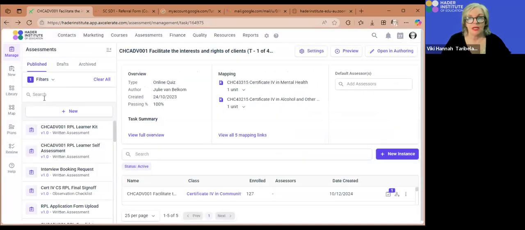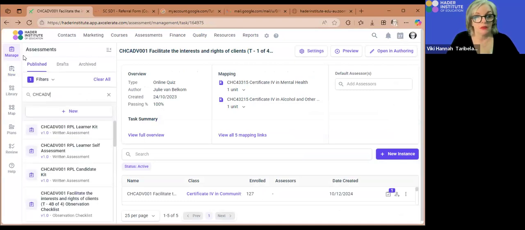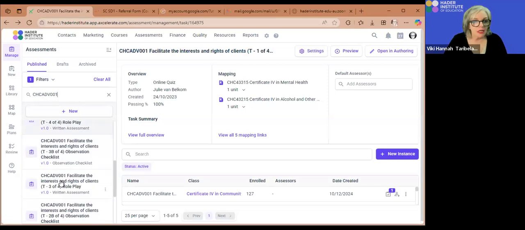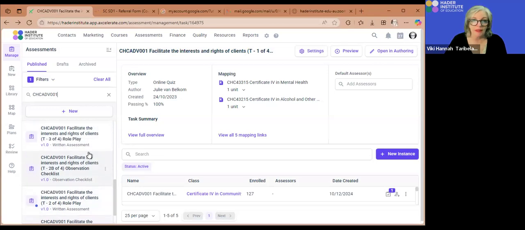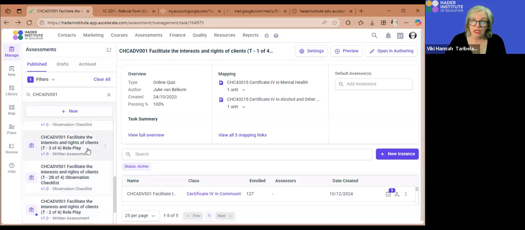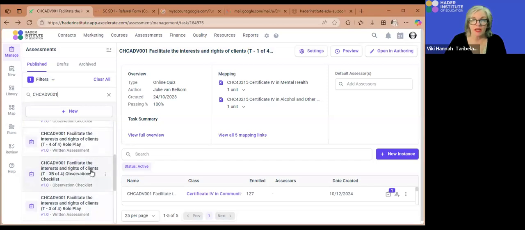Let me take you here. You can see here that we have task 1. And then task 2 is a role play. The observation checklist is where we mark that. And then task 3 is a role play, and then we do our assessor observation. This one is done in front of an assessor, so of course, the assessor's observing and they're marking you as well.